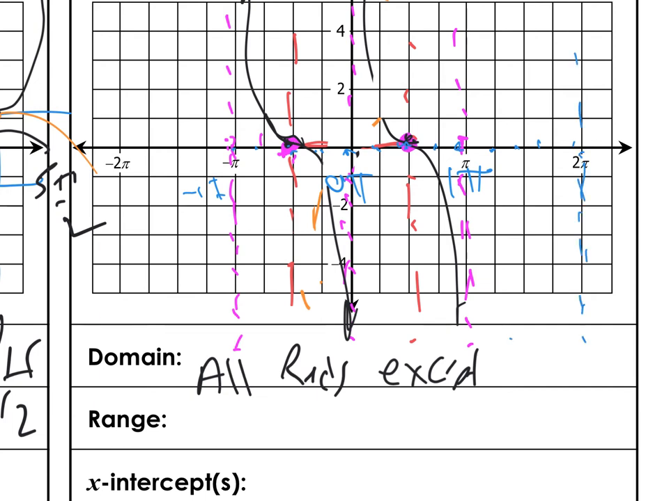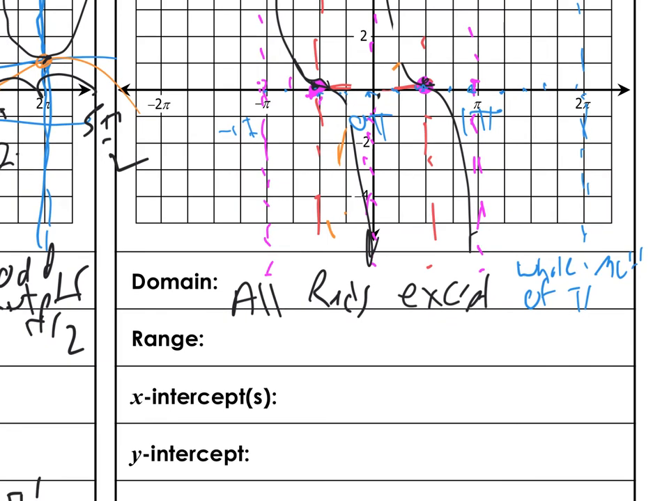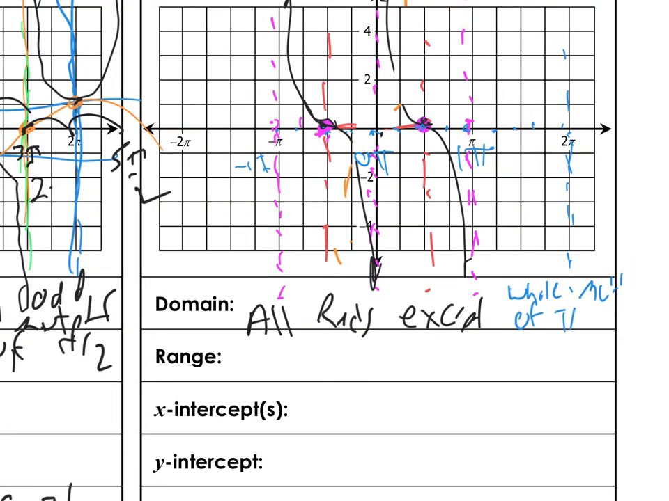All except whole multiples of pi. And this only applies to the parent, guys. Once we start putting b's and shifting, stuff changes. Range, how high will it go? How low will it go? That is negative infinity to infinity.